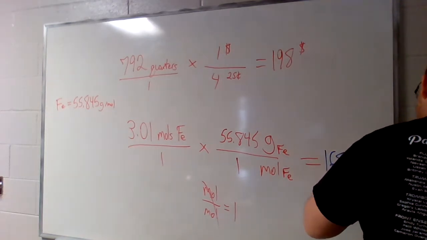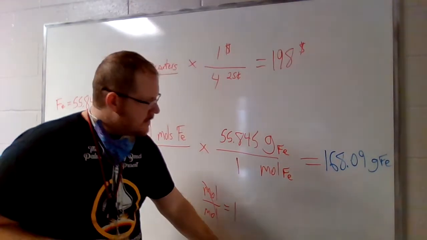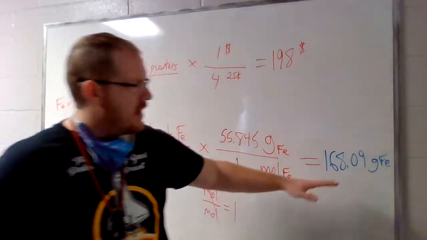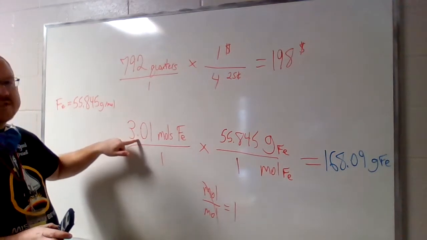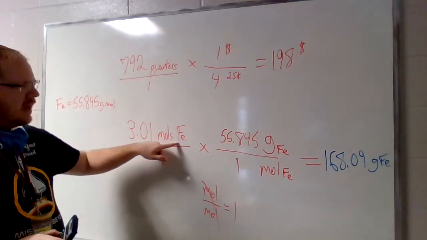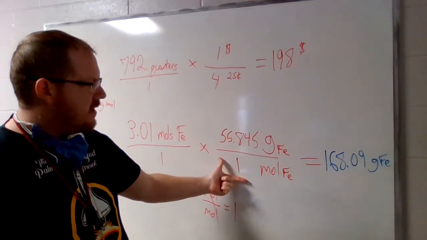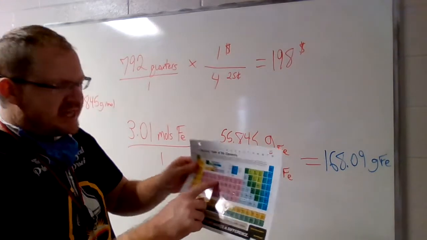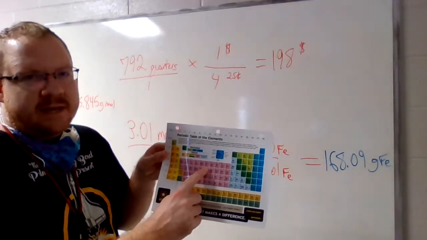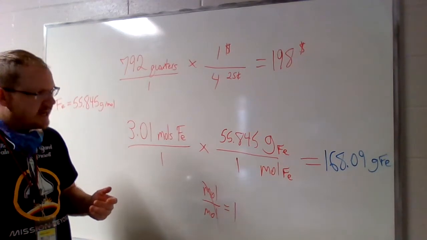168.09 grams of iron. And so that's how many grams of iron, 168.09, are in 3.01 moles of iron. It's not a very long problem. The only thing I really had to figure out was what the conversion factor is and set it up. I got that directly from the periodic table, so it's not difficult to find. It's right here. Everybody has a periodic table.